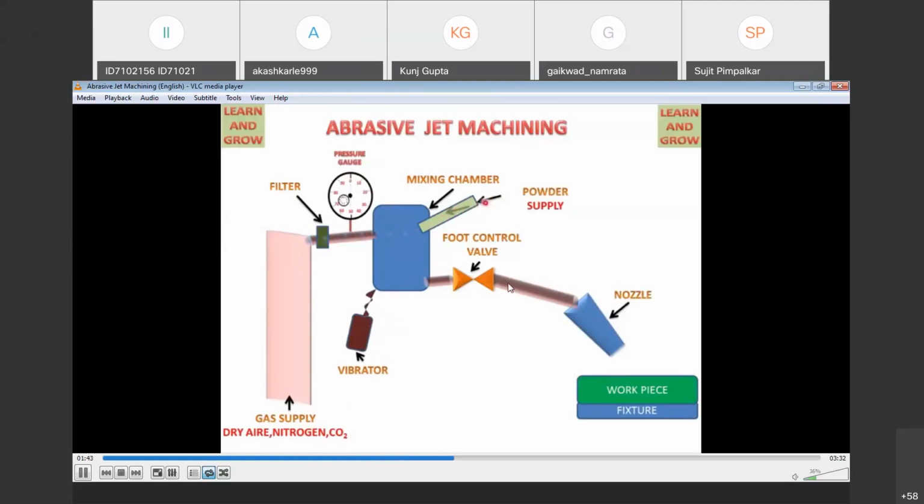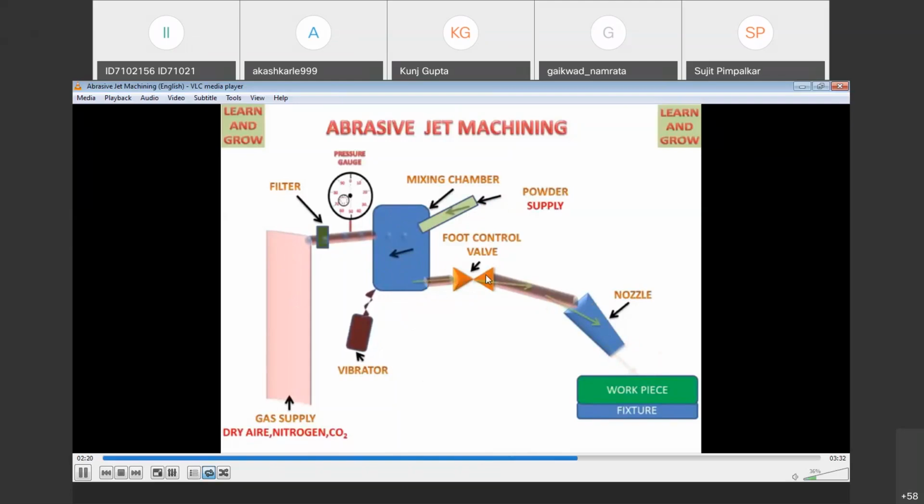Okay, and then it will come to the nozzle. The nozzle here, you can see in the taper section, will direct your abrasive jet and convert pressure energy into kinetic energy. When the air pressure and power supply are given, the vibrator generates vibration and the carrier gas easily and uniformly mixes with the powder supply or abrasive bead.